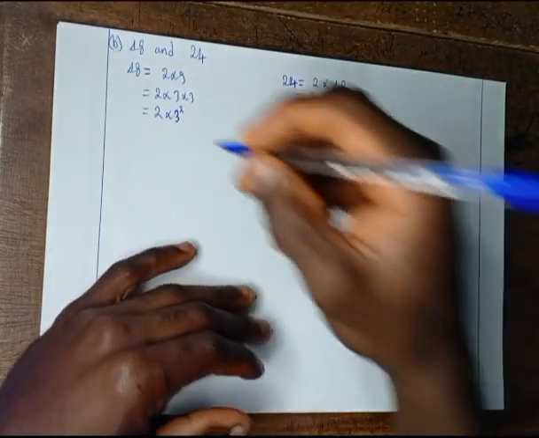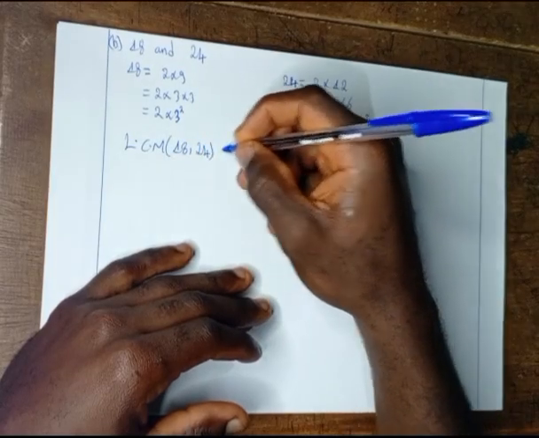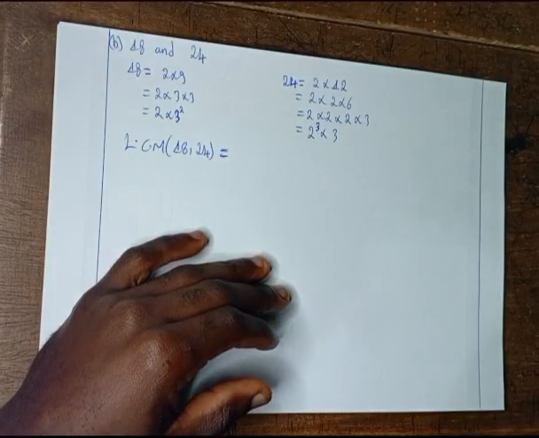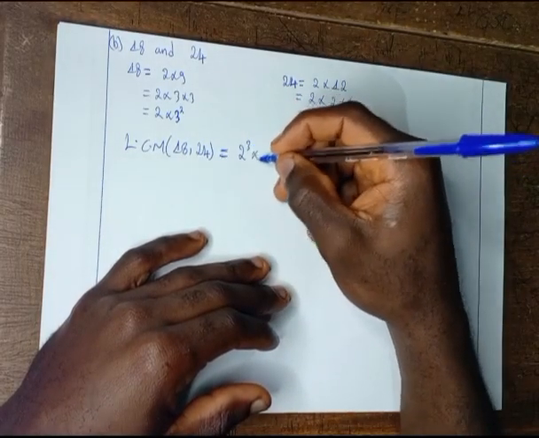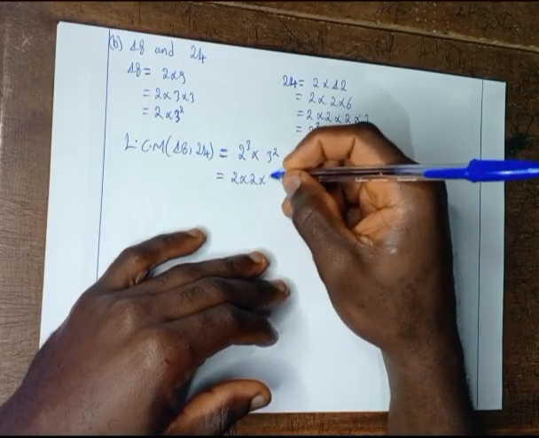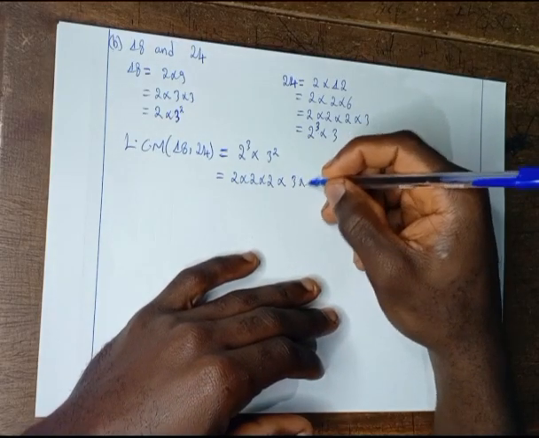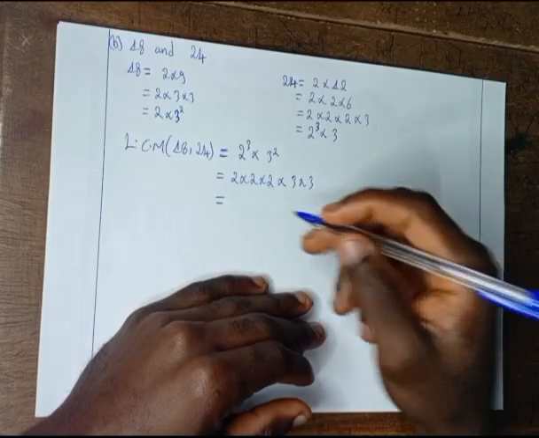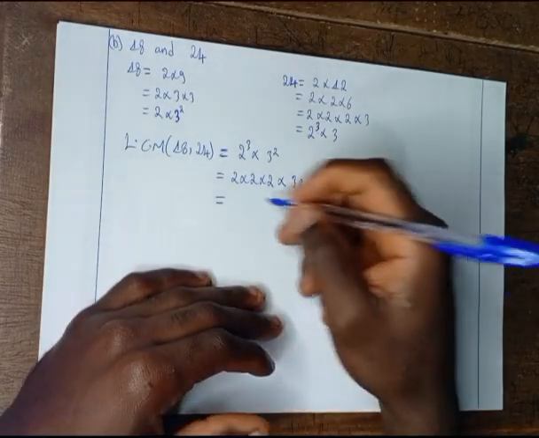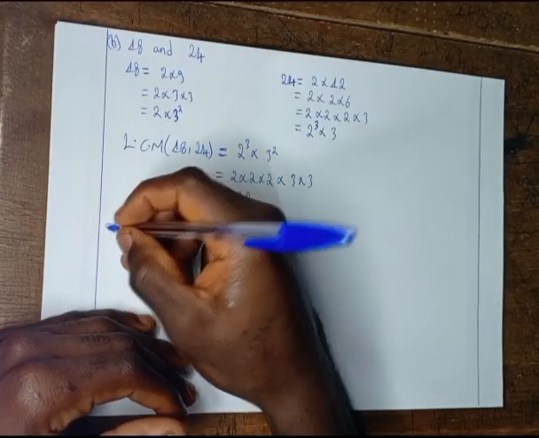The LCM of the numbers 18 and 24 is simply equal to the prime factors, 2 and 3, taken with the highest power: 2 raised to the power 3 times 3 raised to the power 2. This will give us 2 times 2 times 2 times 3 times 3. You know, 2 times 2 is 4, 4 times 2 is 8, 8 times 3 gives us 24. 24 times 3 gives us 72. 72 is the LCM.